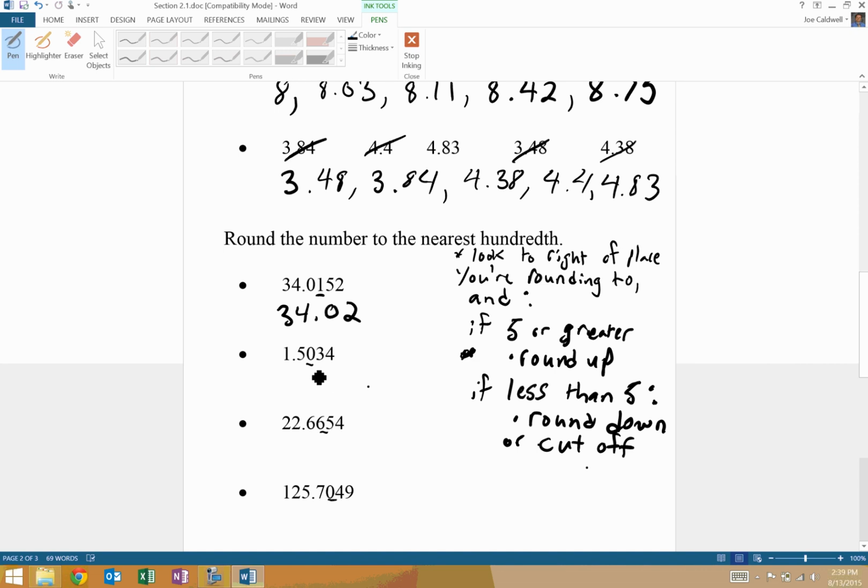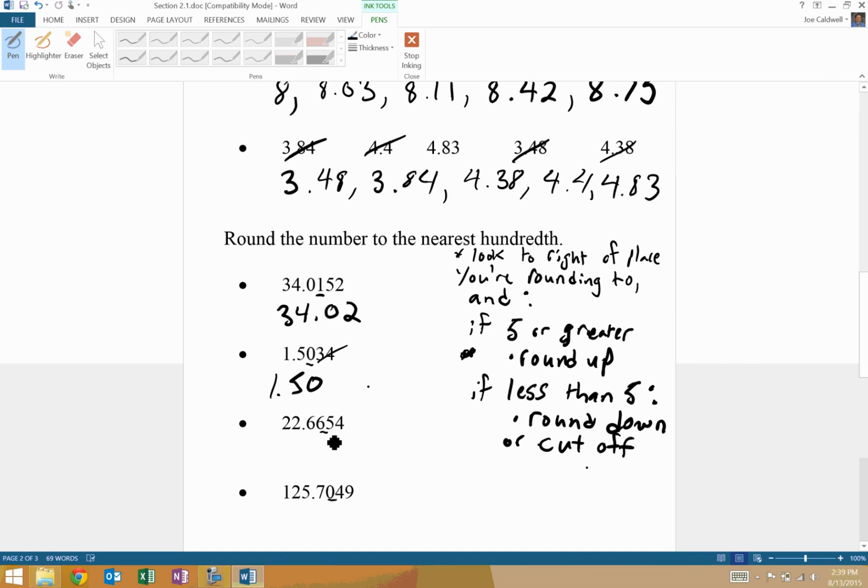All right, find the hundredths place, look one spot to the right. Well, 3 is less than 5, so we're going to, again, only have 2 decimals. We're going to chop everything off. We're not going to round the number down like the actual place down. We're just going to chop that off. So we're left with 1.50. Notice since we're rounding to the hundredths place, we still always have 2 decimals left.